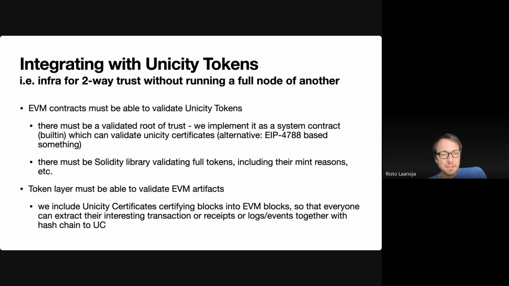And the other way works just by inserting Unicity certificates into EVM blocks so that they certify block headers, so that anybody can just extract a compact proof of the transaction being executed or the contract firing an event. We just extract the Unicity certificate, extract the hash tree until the specific artifact, and send it to anybody, and anybody, if it is in the Unicity network, can validate it right away.